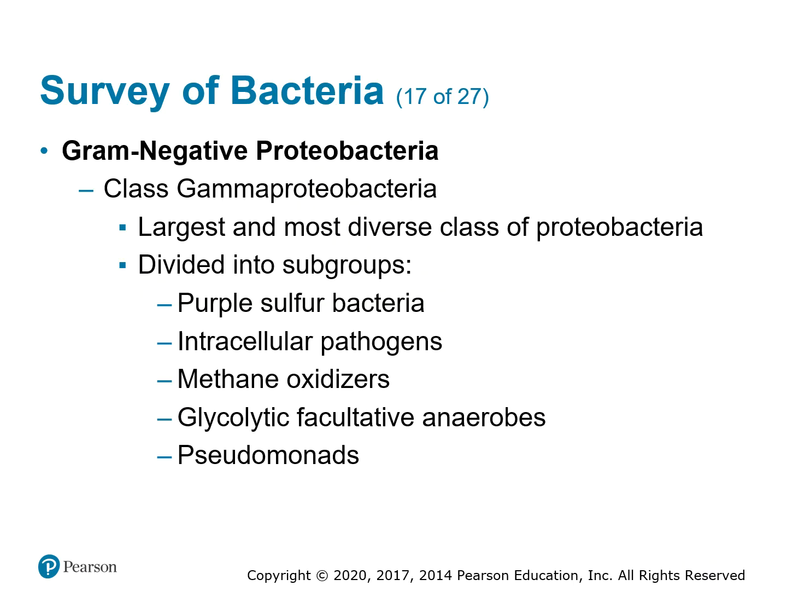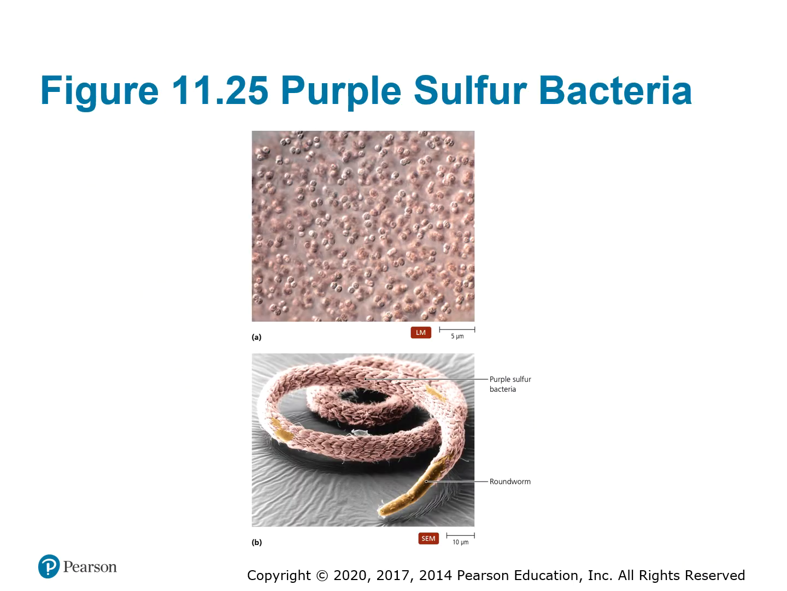The gamma proteobacteria, this is the largest and most diverse group or class of the proteobacteria. We divide this into subgroups, including the purple sulfur bacteria, the intracellular pathogens, the methane oxidizers, the glycolytic facultative anaerobes, and the Pseudomonas. So here is a picture of the purple sulfur bacteria. That is on the bottom. That is a roundworm that has been infected by purple sulfur bacteria.